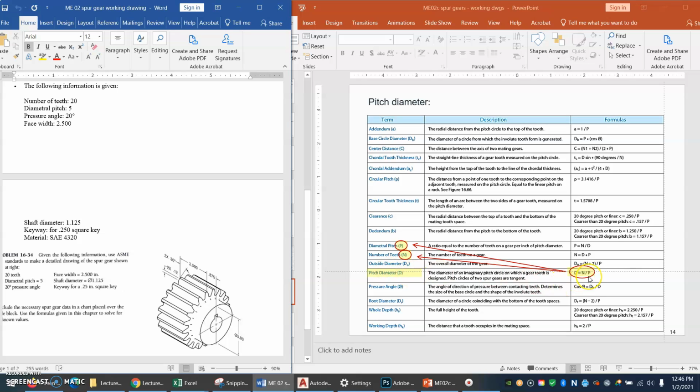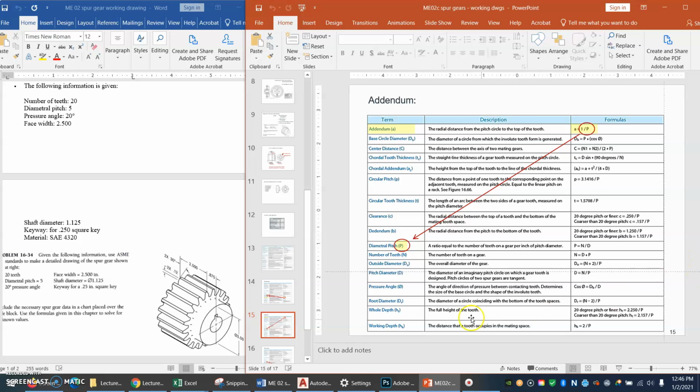And this table says the formula is number of teeth divided by diametral pitch. Do we know the number of teeth? Yes, we do, 20 teeth. Do we know the diametral pitch? Yes, we do, 5. So, can we figure out the pitch diameter? Yes, 20 divided by 5. Looks like our pitch diameter is going to be an even 4, doesn't it?